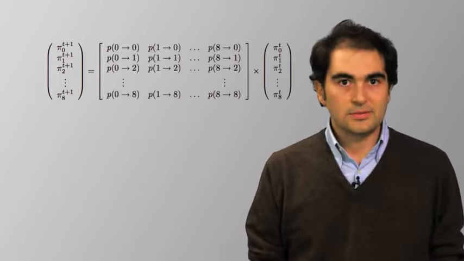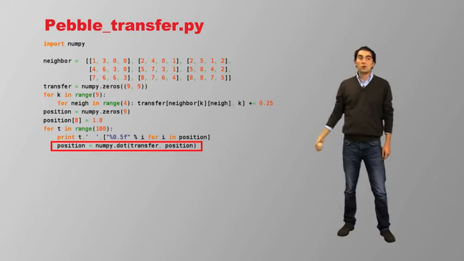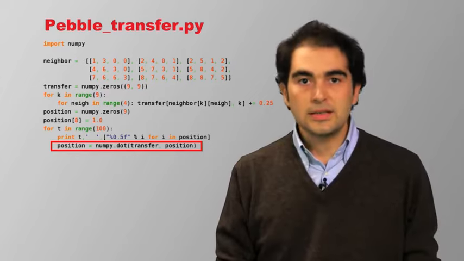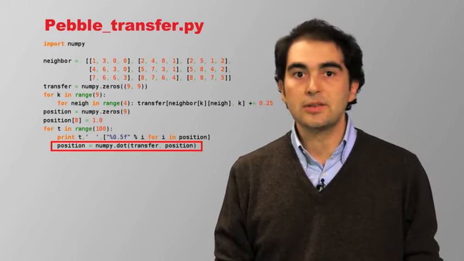In Python, this gives the following program, where thanks to NumPy we can write in one line the matrix vector product. The output is the probability vector at time 0, 1, 2, and so on, and is shown here.